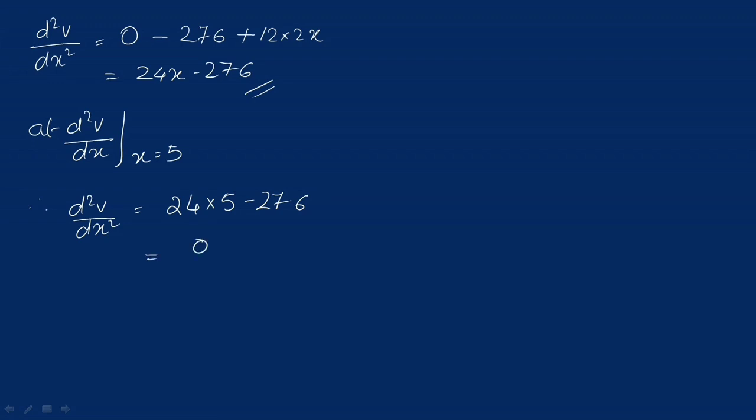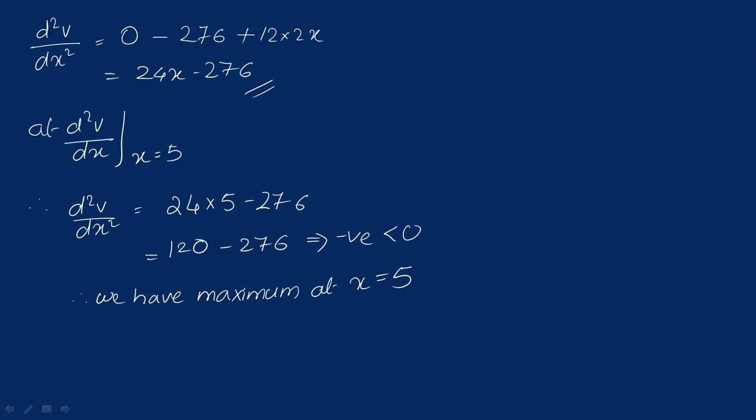What is 24 into 5? That is 120 minus 276. So that is a negative quantity. So we can say it is negative. It will be having a maximum at x equal to 5. So the volume is maximum at x equal to 5. This is what we wanted to find. Here x is the side of the square cut off.